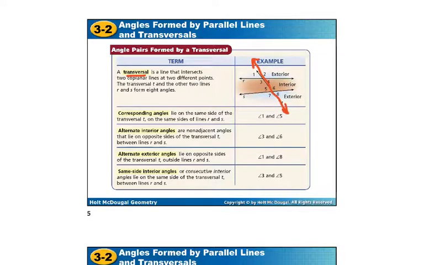So, if that is our transversal, then we've got some types of angles here. So we have something called corresponding angles. Alright, and corresponding angles lie on the same side of the transversal, on the same side of lines R and S. So line R is up at the top, line S is down here.